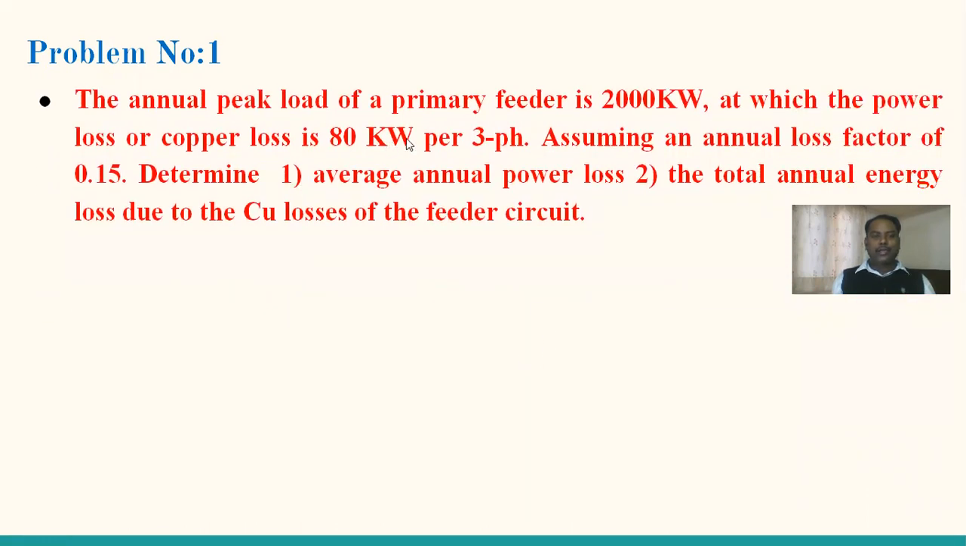The annual peak load of a primary feeder is 2000 kilowatt, at which the power loss or copper loss is 80 kilowatt per 3 phase. Assuming an annual loss factor of 0.15, determine first, the average annual power loss, and second, the total annual energy loss due to the copper losses of the feeder circuit.